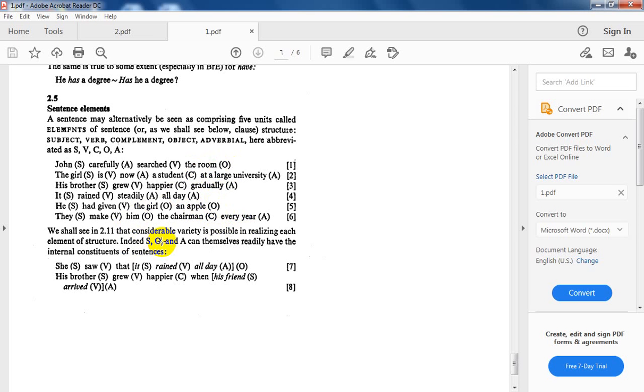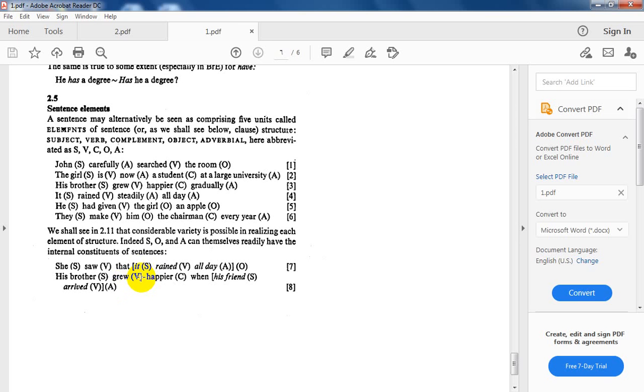But there is something that can be added to the forms, or how these 3 elements in the sentence can be realized. Saying: S subject, O object, and A can themselves readily have the internal constituent of sentences. And we have explained all these matters in detail in our last lecture.